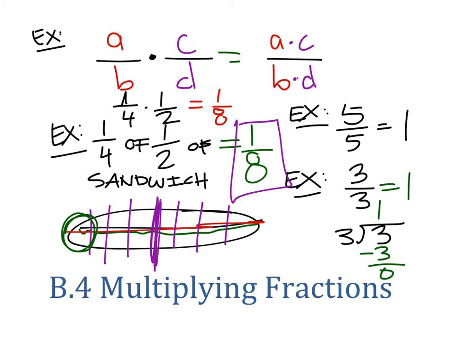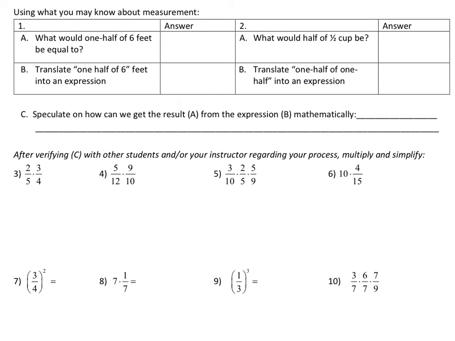Now, we may not be able to think of this all the time in sandwiches, especially when we're dividing it up kind of weird, like sevenths or something like that. But hopefully this kind of helps you understand why we're multiplying these. So 1a, what would 1/2 of 6 feet be equal to? So if you took half of 6, you'd have 3, right? So this one would be 3 feet. Translate 1/2 of 6 feet into an expression. So of is kind of a key word for multiplication. So we're going to take 1/2 and then multiply that by 6.